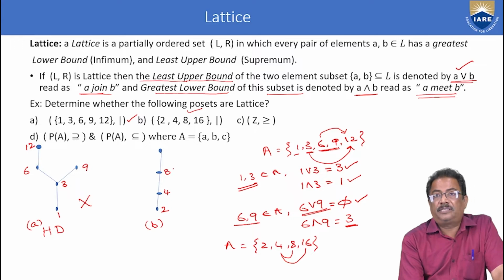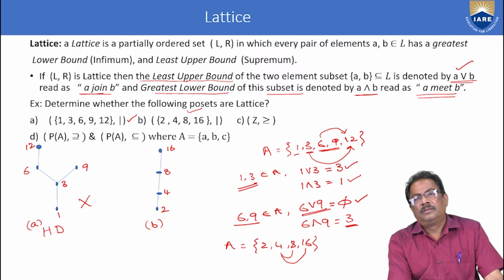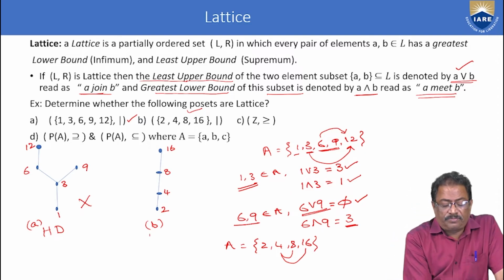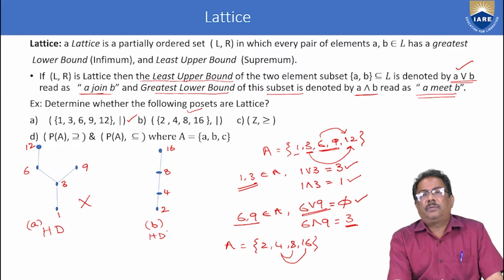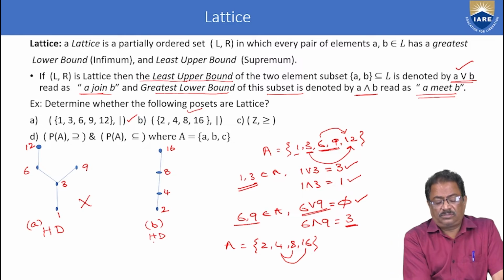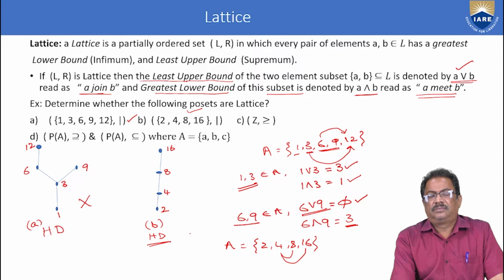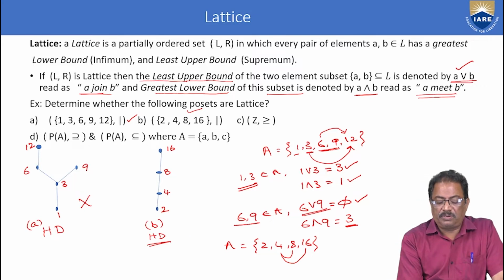So, next I am writing this. Next I am going to take this. So, here, this is the Hasse diagram for the second one. This is nothing but a totally ordered set. So, for any pair you consider, either A is related to B or B is related to A. So, this is a totally ordered set, of course, and we have to verify whether it is a lattice or not. Consider any pair of elements of A.